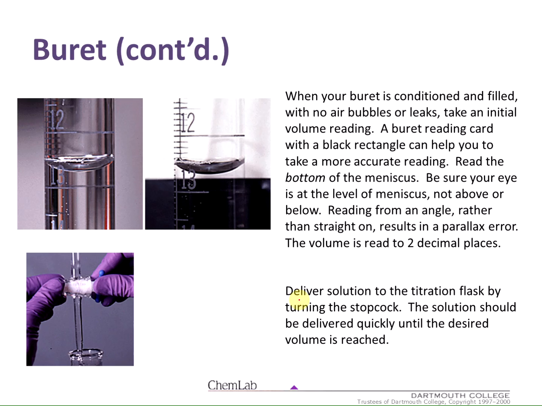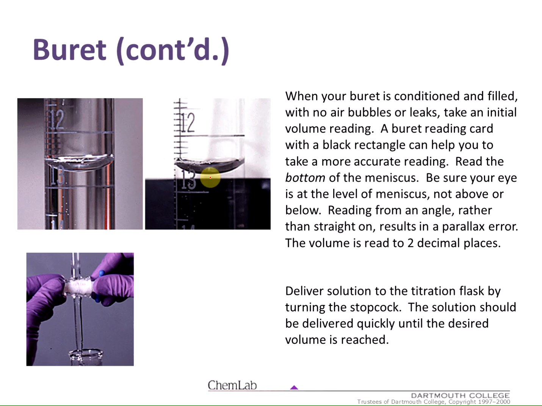Now, reading the burette is very important. When your burette is conditioned and filled with no air bubbles or leaks, take an initial volume reading. A burette reading card with a black rectangle can help you make a more accurate reading. So this makes it easier to see that meniscus, because first of all, you're not having to worry about seeing things that are behind the meniscus.